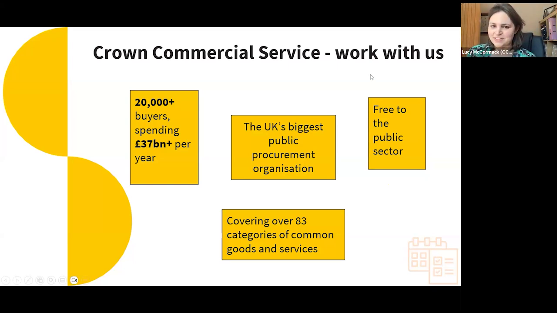It would be remiss of me to suggest that this is the only way for you to work comprehensively and efficiently with the public sector. And we're not the only public buying organisation out there. We do have competitors that some of you may have heard of, such as the Yorkshire Purchasing Organisation, YPO, NEPO, North East Purchasing Organisation, but we are the UK's biggest public procurement organisation. So the size of the opportunity for you, particularly if you've not worked with us before, is vast.